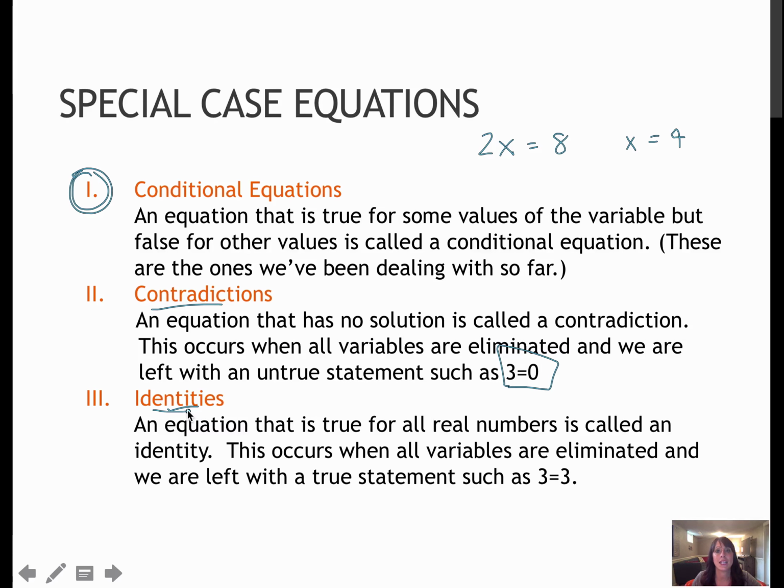For an identity, the same thing happens, except we're left with a true statement, like 3 equals 3. What that tells us is that we could plug in any value that we wanted for x, and it would always, always, always be true. Whereas for a contradiction, no matter what value we plug in for x, we could not make the two sides of the equation equal.